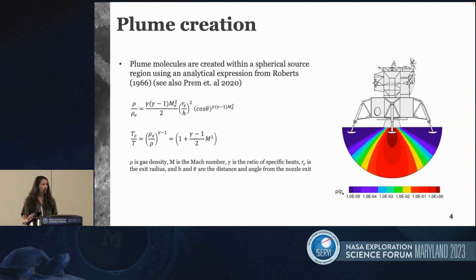So to create our gas molecules in our simulations, we're not accounting for the actual nozzle geometry, but instead we're using this analytic solution here where we insert gas into the simulations as a function of their distance from the nozzle exit. So we use this relationship from Roberts 1966 to calculate the density, the velocity, the temperature of the gas. We place that into the simulation, and then we let the DSMC method let the gas plume expand.